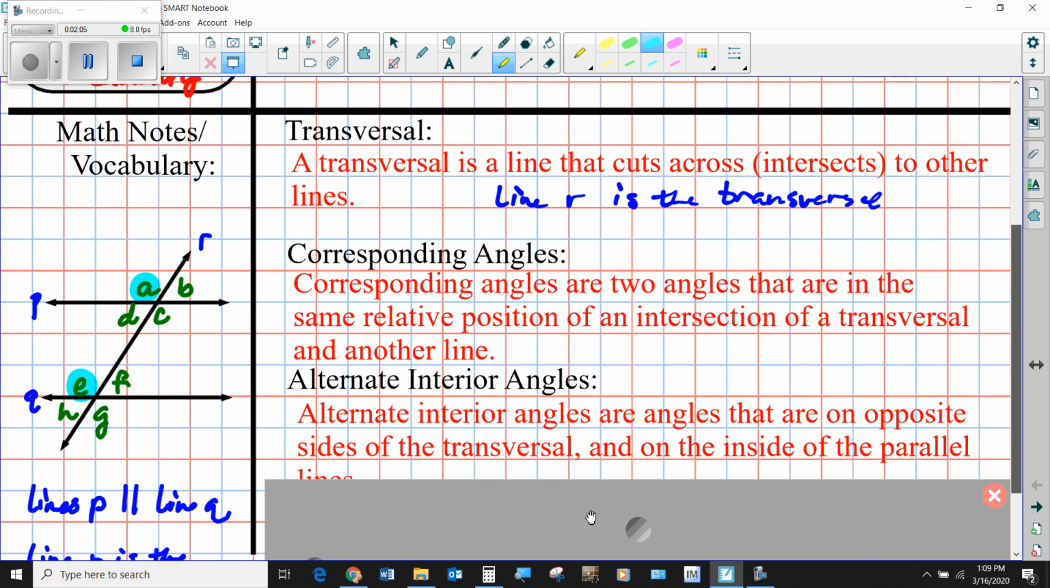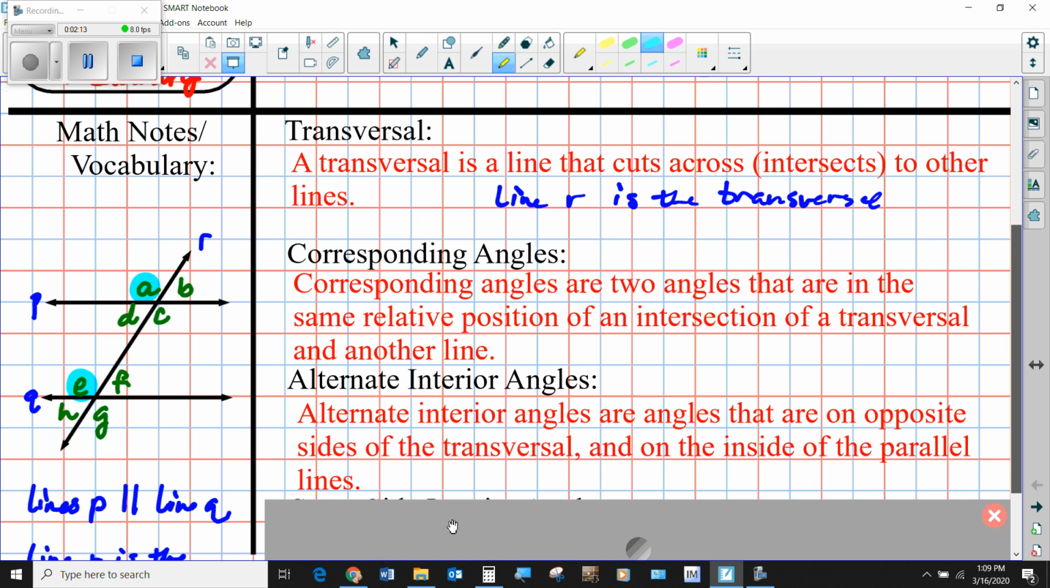Alternate interior angles are angles that are on opposite sides of the transversal and on the inside of the parallel lines. So let me change colors up here. Angle B is not on the inside of the parallel lines, it's on the outside. So angle B is not a part of alternate interior angles. These four angles, B, C, E, and F, are on the inside of the parallel lines. And the angles that are across from each other, angle D and angle F, are considered alternate interior angles, just as angle E and C would be considered alternate interior angles.